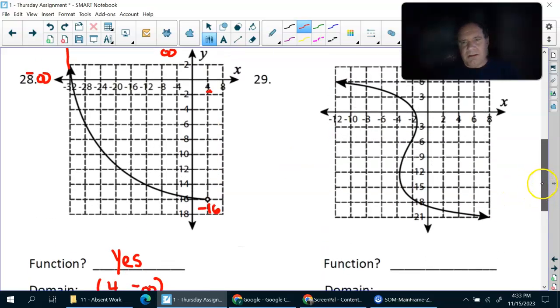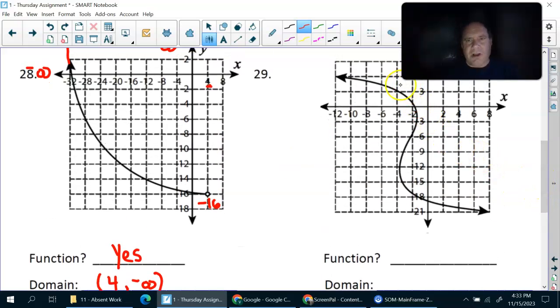For this one over here, again, is this a function? No, because if you did a vertical line test right here, it would cross like 3 times, so not a function.